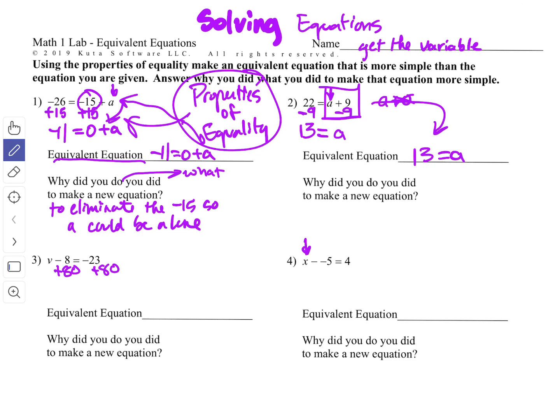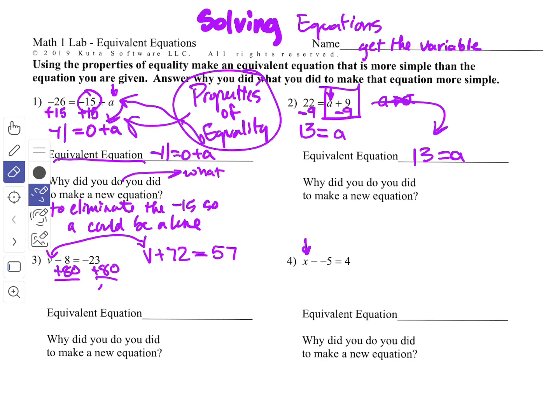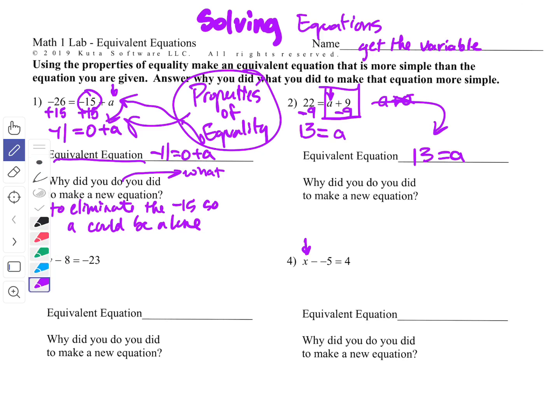Oh, right here I should probably mention this. According to the properties of equality, I can add whatever I want to. So I could add 80 to both sides, and I could come up with an equivalent equation of v plus 72 equals 57. But that's not really helping me understand what v is, right, by adding those 80s. But I can do it because of the property of equality. So what I really want to do is use those properties of equality to make an equation that's easier for me to understand.